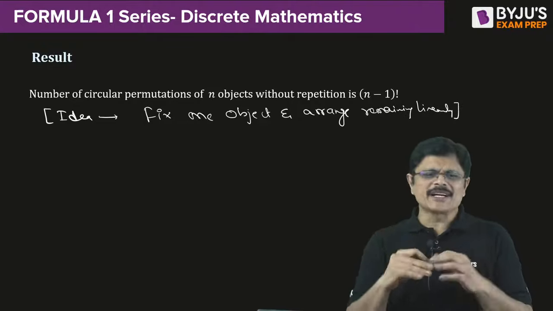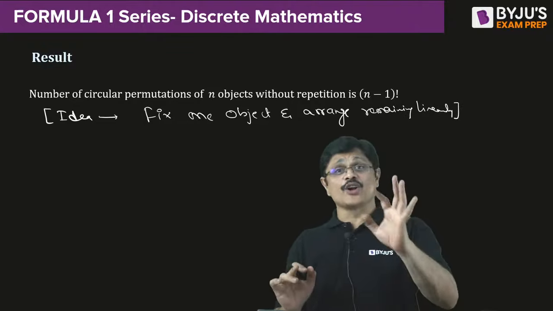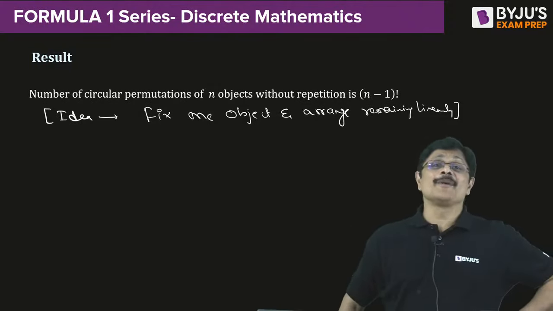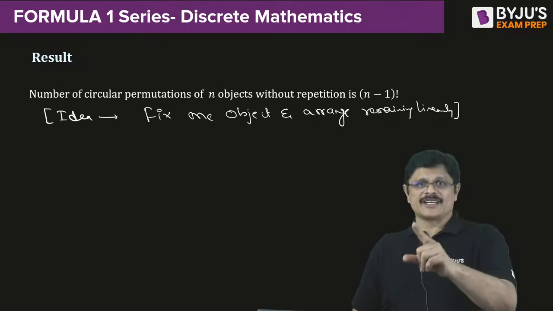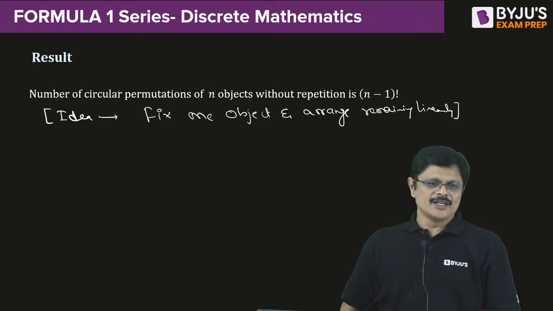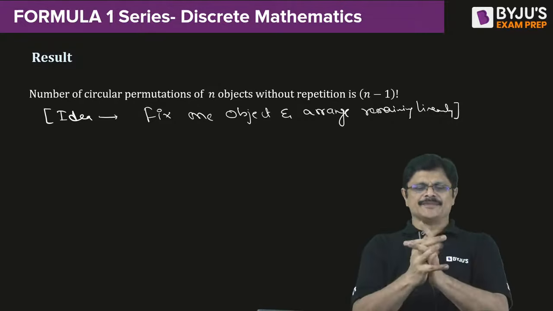You have to fix one object and arrange the remaining objects linearly. This is the logic idea for circular permutations, my dear friends. For circular permutation, what is the idea, sir? Fix one object, arrange remaining objects linearly. So once you fix one object, that is fixed.